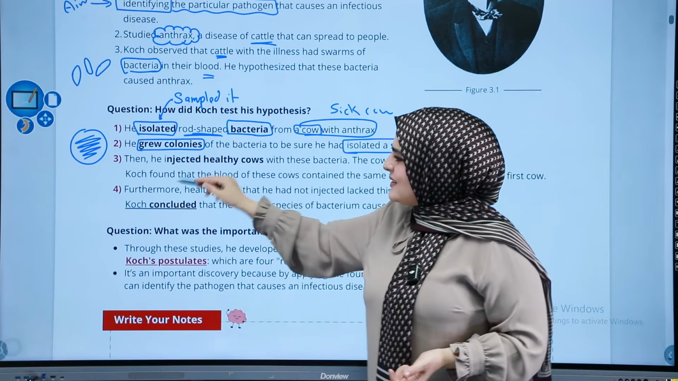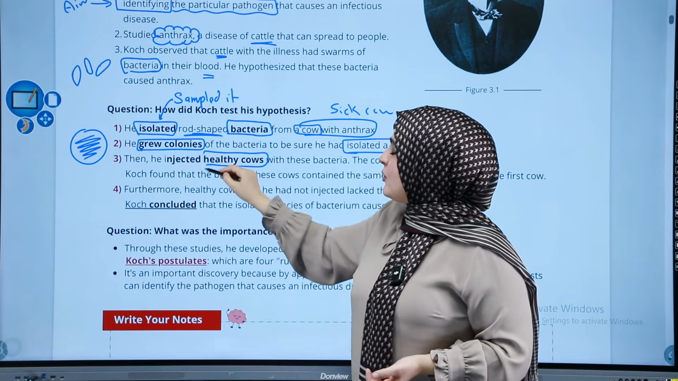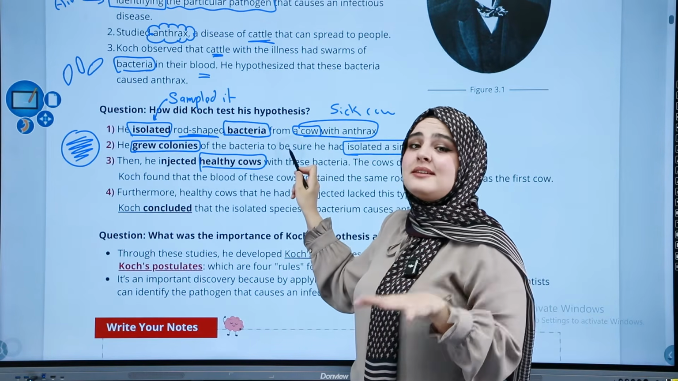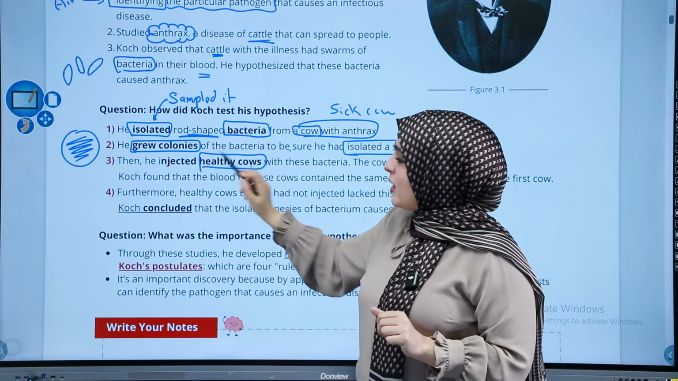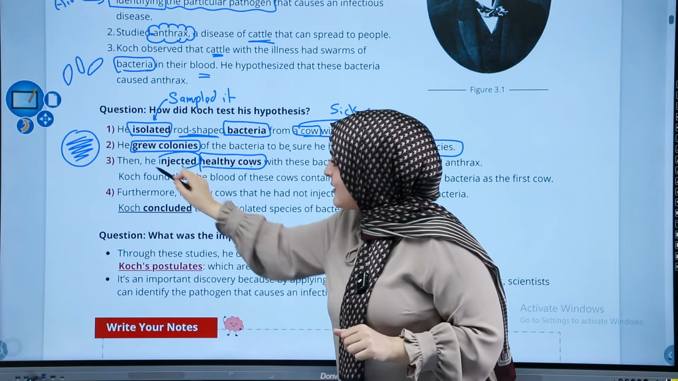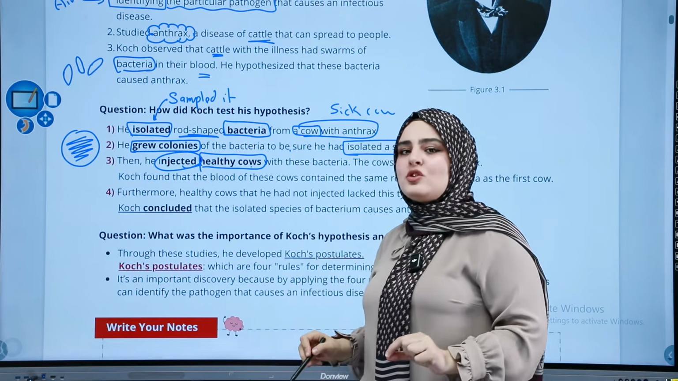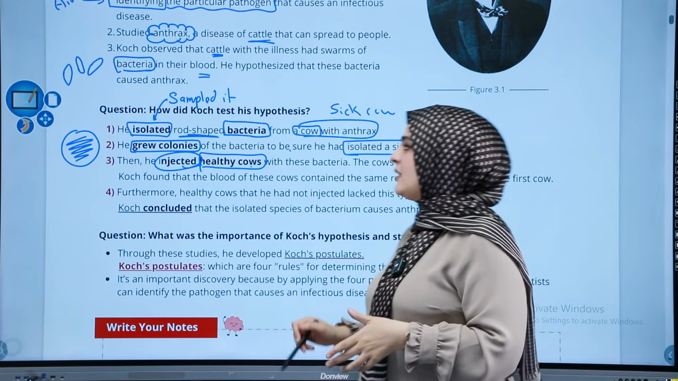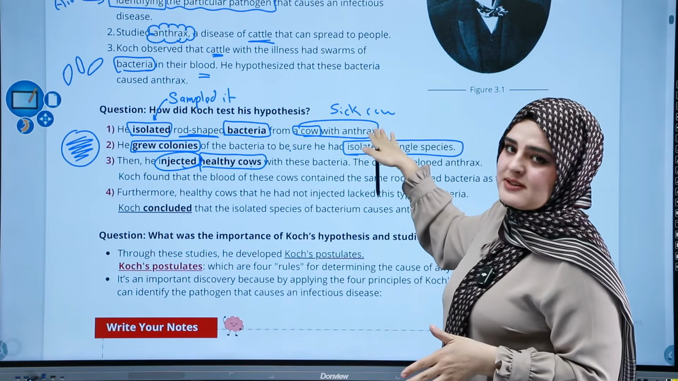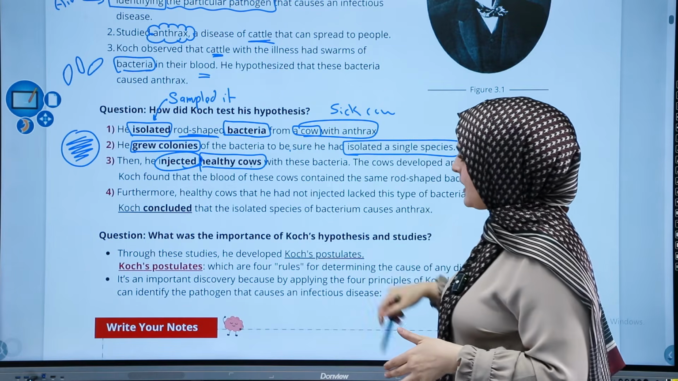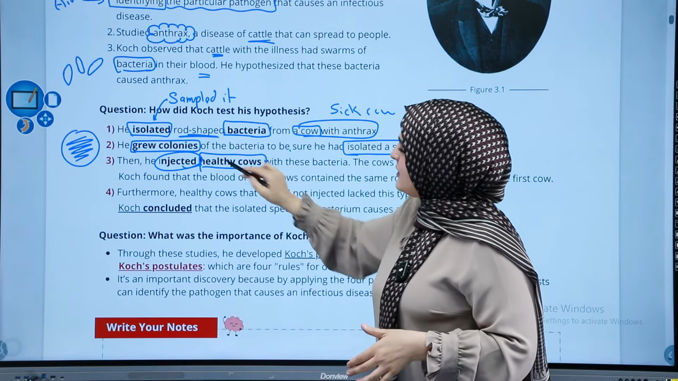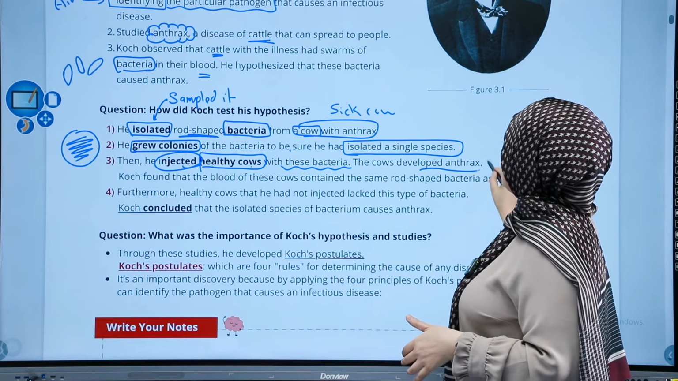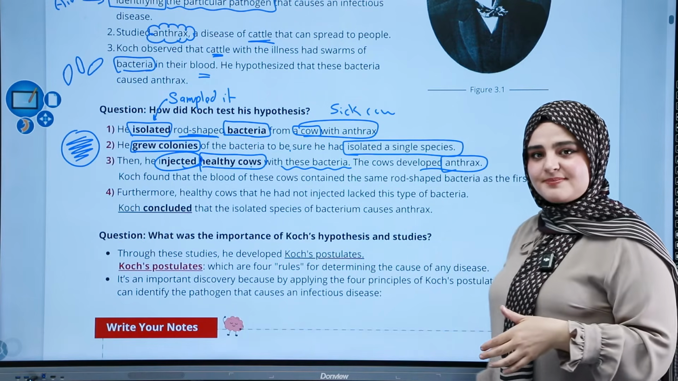What did he do? This time he brought a healthy cow. Remember, in the first step we had a sick cow. In the second we grew things in the lab. In the third we brought a healthy cow and started injecting it. You need to know all these keywords. Injection is in the third step of Koch's postulates, while working in the lab is in the second and the fourth. There you go. He injected it into a healthy cow and saw that these bacteria actually caused anthrax.